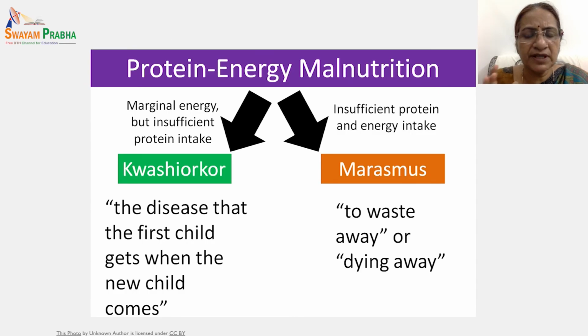Now, just recapping the protein energy malnutrition, kwashiorkor and marasmus. Kwashiorkor is where there is marginal energy but insufficient protein intake, and kwashiorkor is the disease that the first child gets when the new child comes, whereas marasmus is because there is insufficient protein as well as energy intake, and the meaning of marasmus is to waste away or dying away.